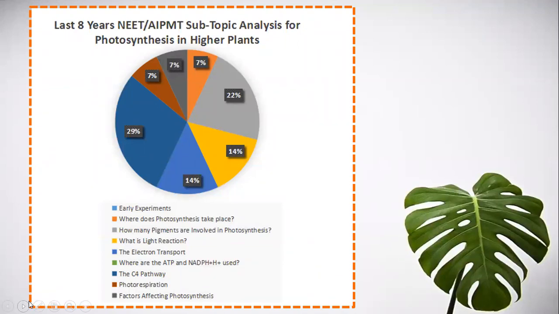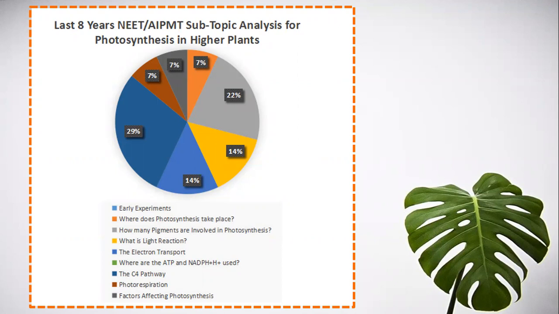This is the chapter-wise, subtopic-wise analysis of photosynthesis in higher plants from the last 8 years of NEET or AIPMT question papers. By looking at this analysis, I'll provide the PDF in the Telegram group, so you'll have a closer look at the topics from where questions have been asked the most.